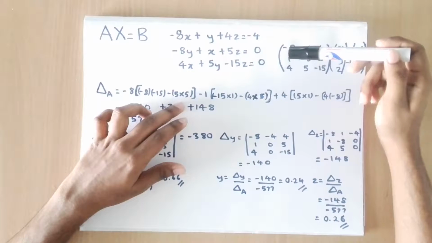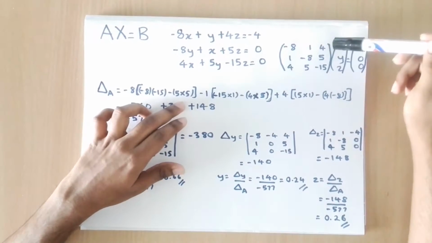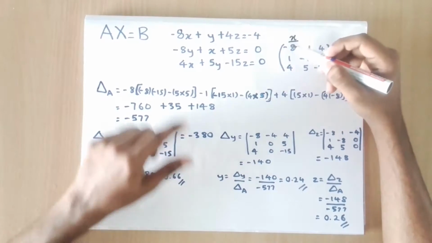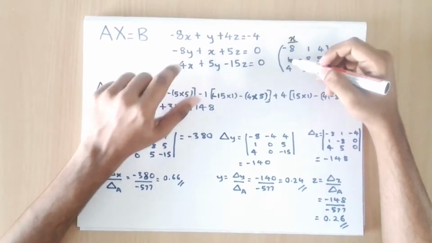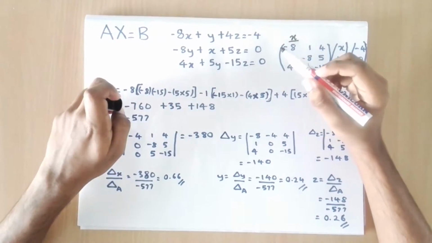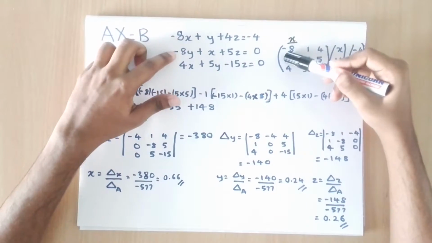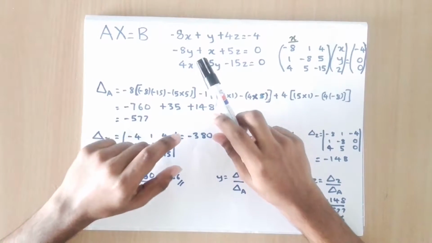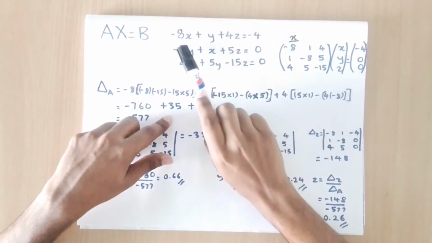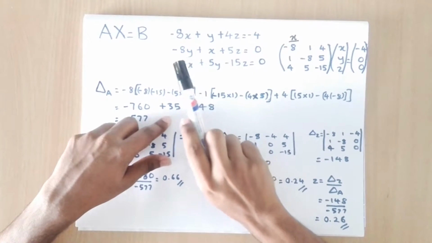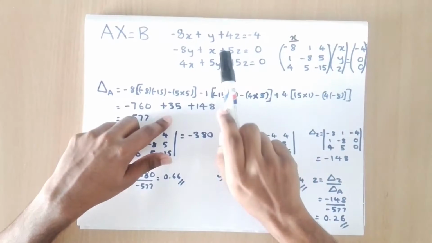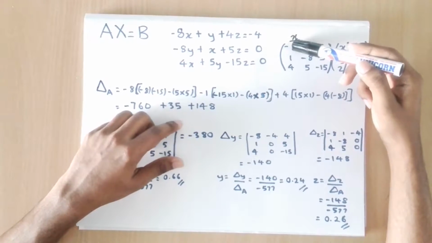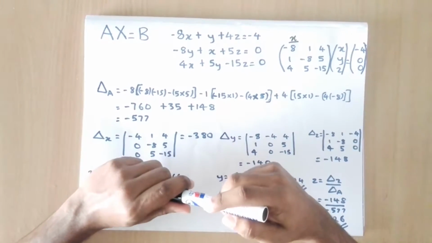The first column of A will contain all the coefficients of x, that is minus 8, plus 1 and plus 4. There is a high chance of making a mistake in writing minus 8 and plus 4. So what I recommend is to write all the equations in the same order, that is x, y, z. Here I have written y, x and z, but I recommend x, y, z for all equations so that you don't make a mistake in writing it in a matrix form.